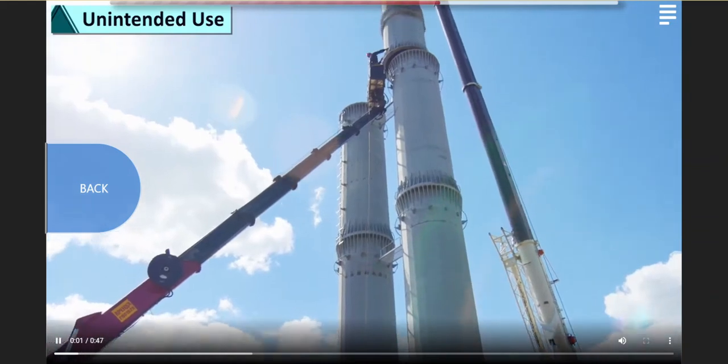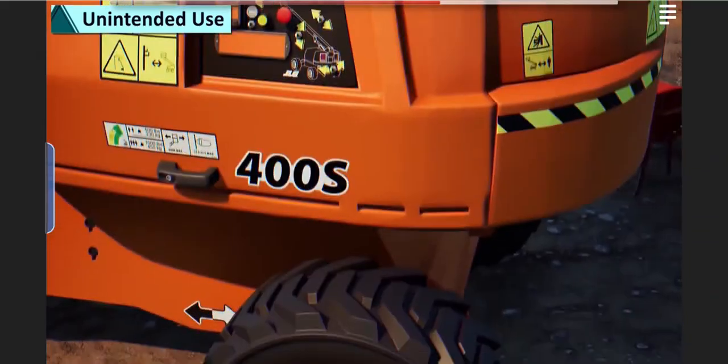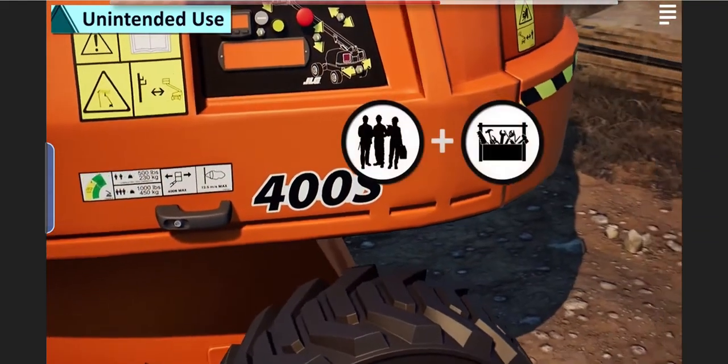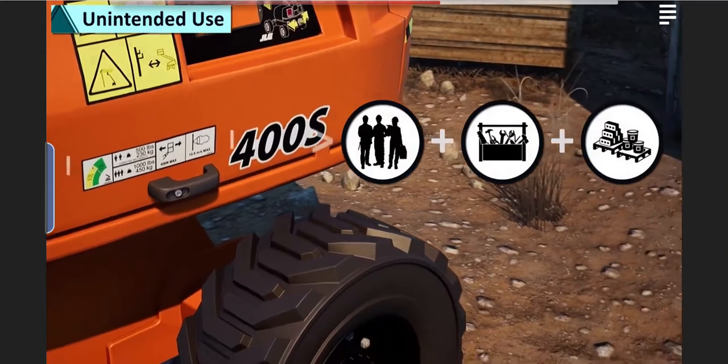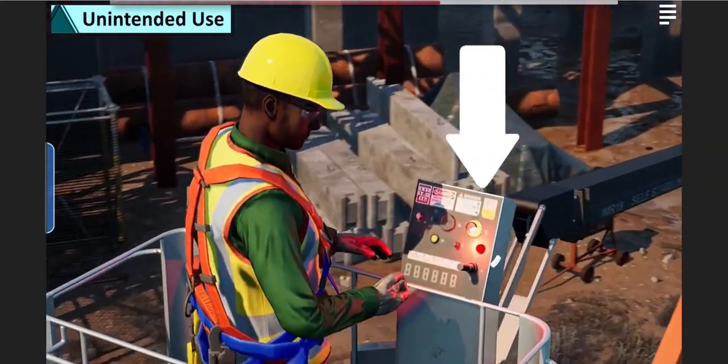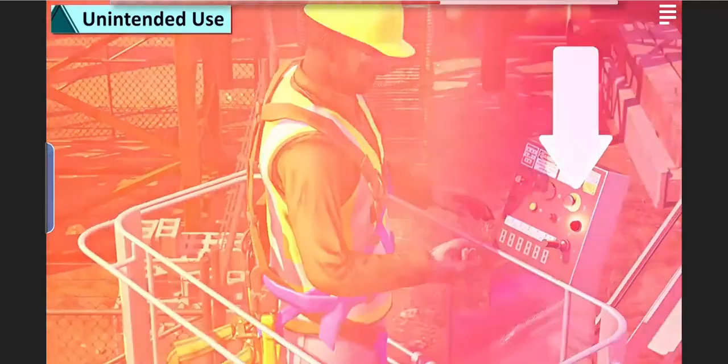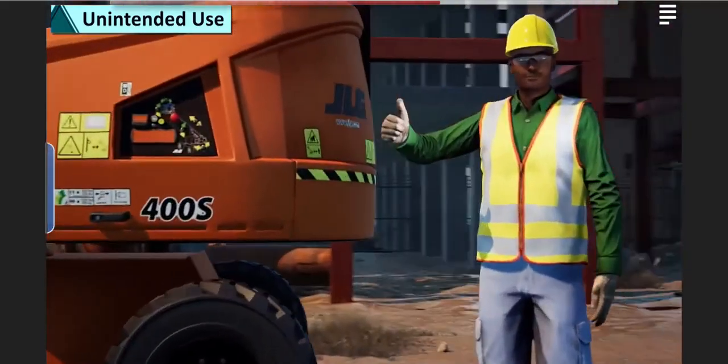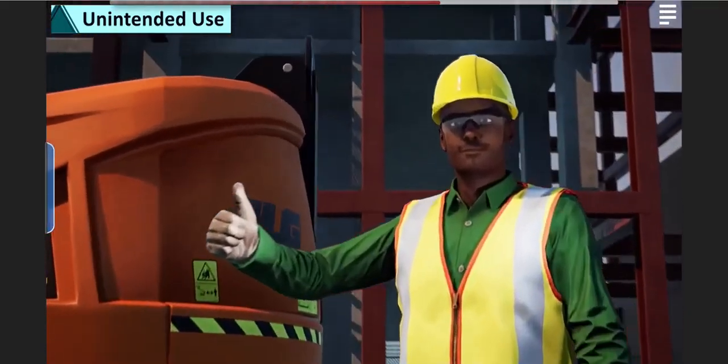MEWPs must only be used in ways the manufacturer intended. The total weight of workers, tools, and materials should never exceed the rated load for the MEWP. Load sensing systems are useful tools, but the operator must not rely on them and must independently ensure that the rated load is never exceeded.